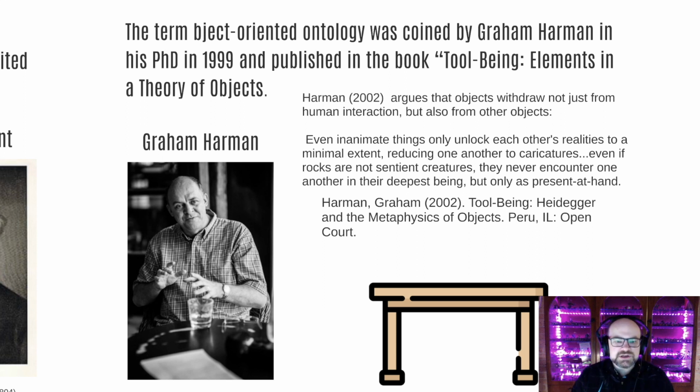The term object-oriented ontology was coined by Graham Harman in his PhD, and he has a great book that's available on the web called Tool Being: Elements of Theory of Objects. And he's drawing on Heidegger. Yeah. His basic argument is that objects always withdraw from human interaction and other objects. There's a quote: "Even inanimate things only unlock each other's realities to a minimal extent, reducing one another to caricatures."